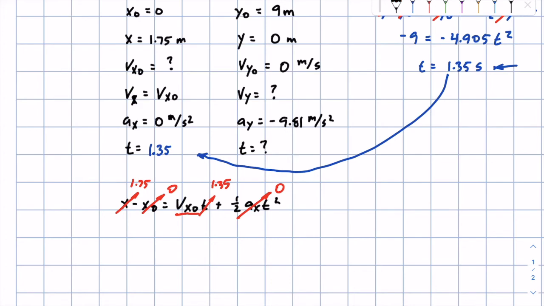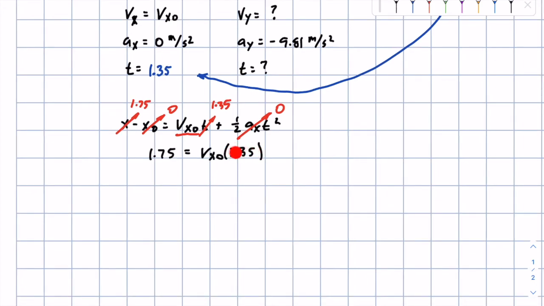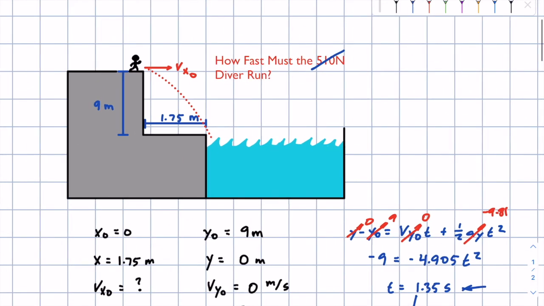Okay, so what we're left with is 1.75 is equal to Vx naught times 1.35. And then we're going to do the similar thing where we're going to take this, divide it over here to isolate the initial velocity in the x direction. And by dividing 1.35 over, we're going to get Vx naught, which is the speed that he or she must run at, is equal to 1.30 meters per second. And there it is. That's how fast this diver must run in order to clear this ledge and make it safely into the water.